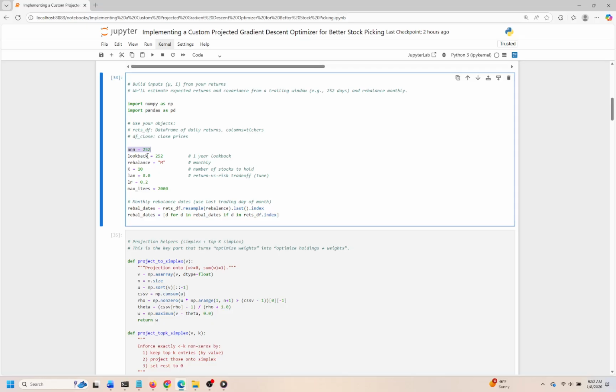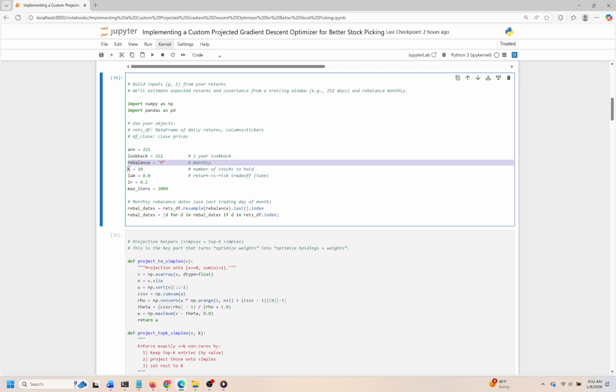This time frame is critical because it provides enough data to capture the trends and behaviors of the assets we're analyzing. The rebalance frequency is set to monthly, meaning we will adjust our portfolio each month based on the information from the previous month's performance.